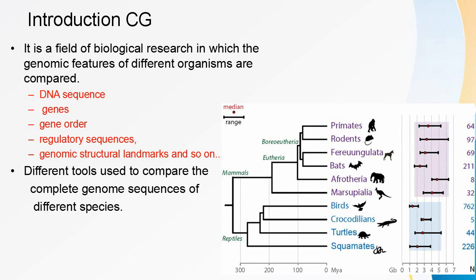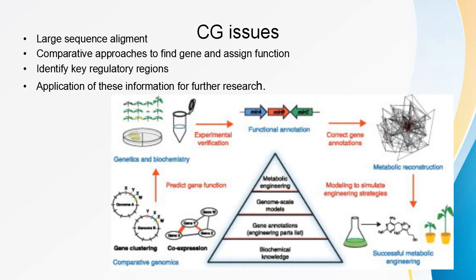So next, its importance and the important issues related to comparative genomics. First, to align large genome sequences. Second, the comparative approach: how we can compare and find the genes that we have to compare. Then assign their functions and identify the regulatory regions, and by identifying them we can utilize these annotated data for further research purposes.